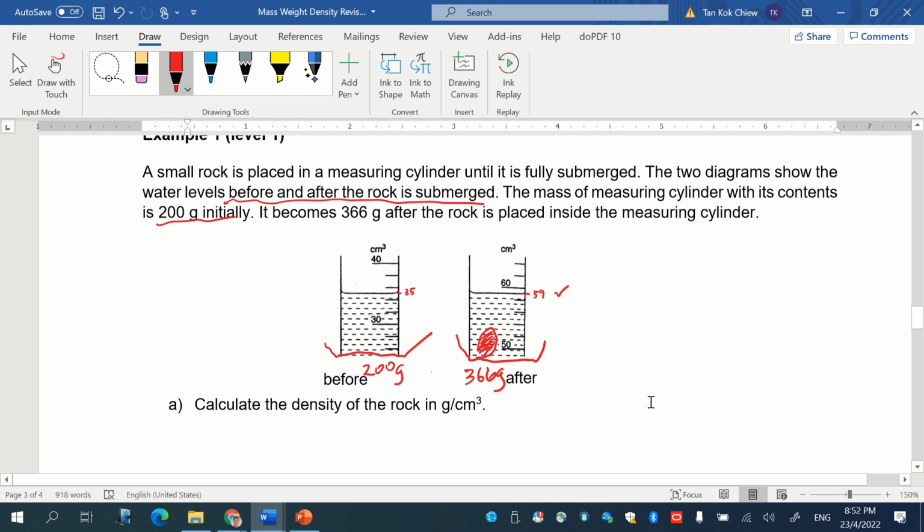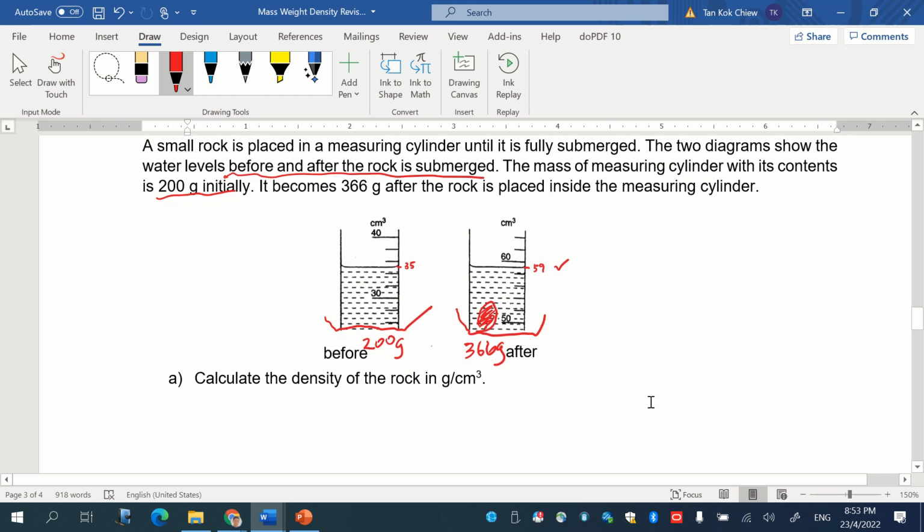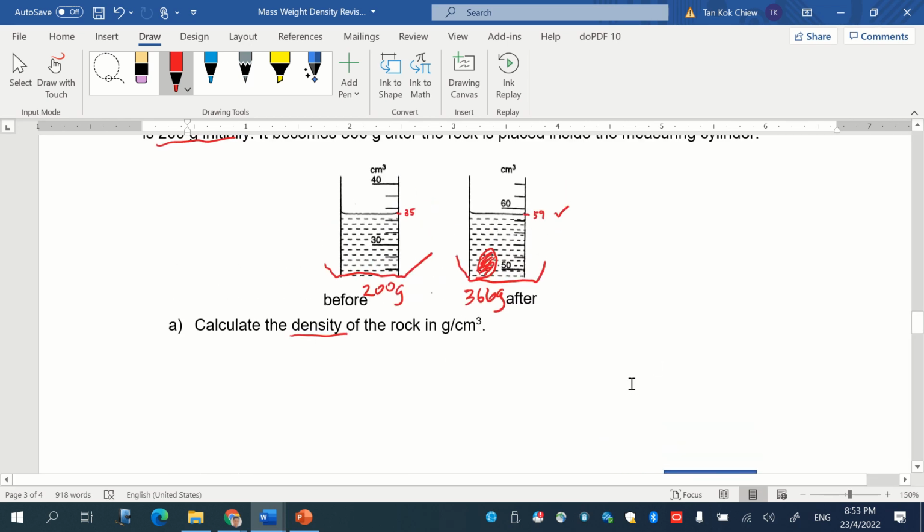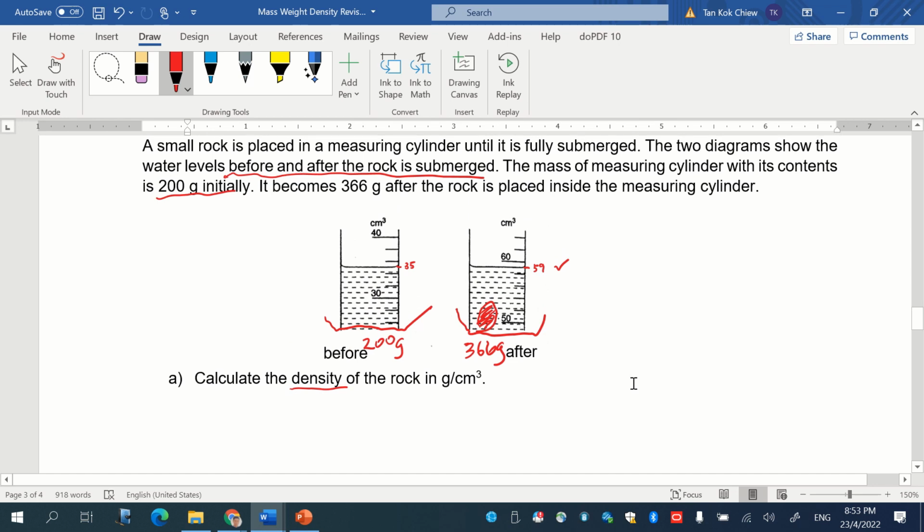Okay, so with this value in the picture, can you calculate the density of the rock? Only one question. What is the density? Let me give you 1 minute to do this question. 1 minute starting now.